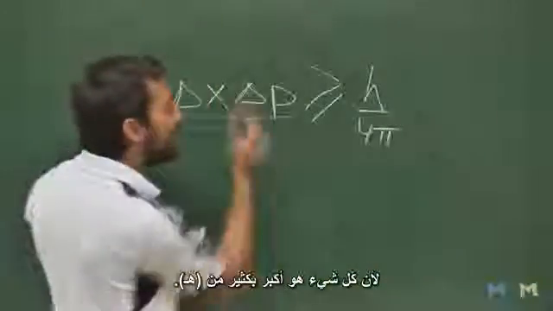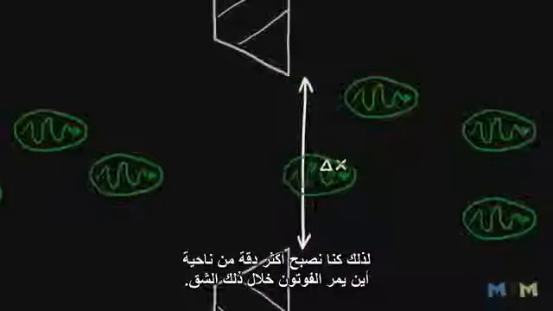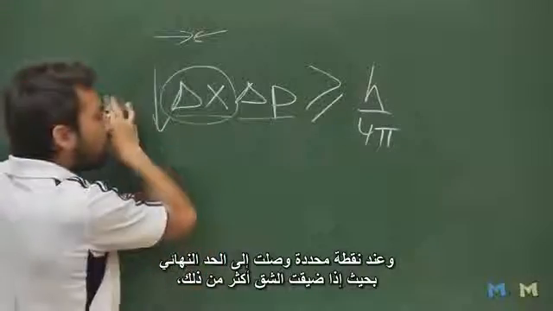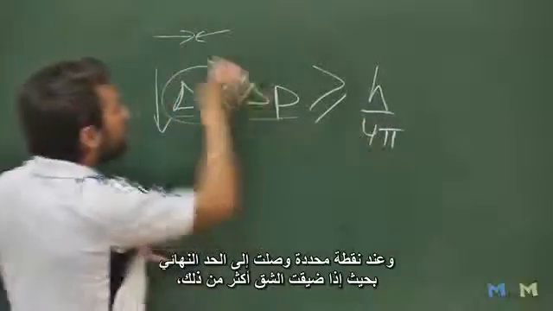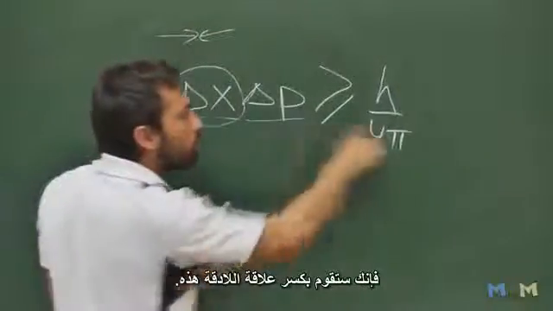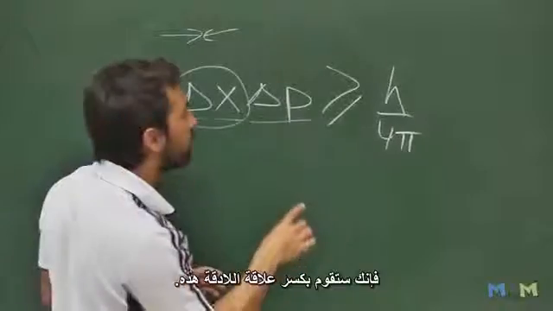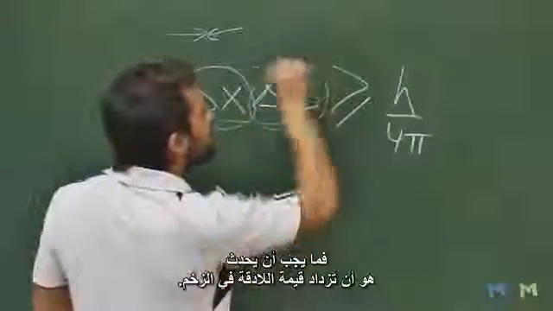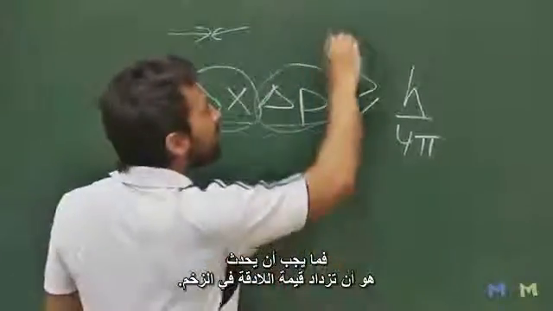h. But as we narrowed the slit, we were decreasing delta x for those photons. So we were getting more and more precise about where the photons were passing through that slit. And at a certain point, you come to this limit, so that if you narrow this any further, you're going to break this uncertainty relationship. So what needs to happen is the uncertainty in momentum needs to go up.